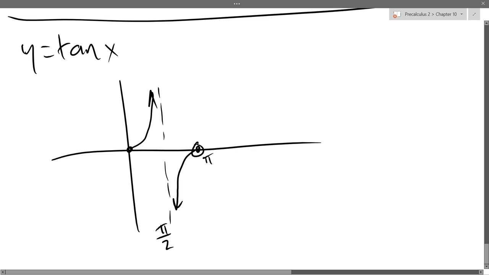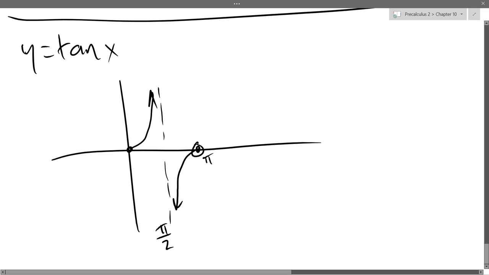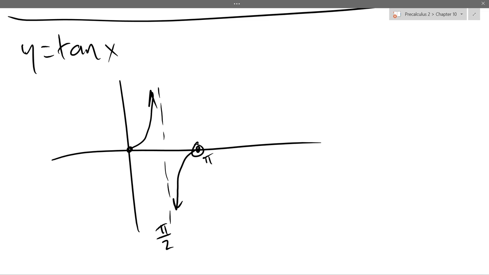Now this is a little bit of a pain because there's two pieces. So I'd have a graph. My inverse graph would have two pieces in it. So let's be a little smarter about what we get rid of. I'm going to graph another half period to the left.